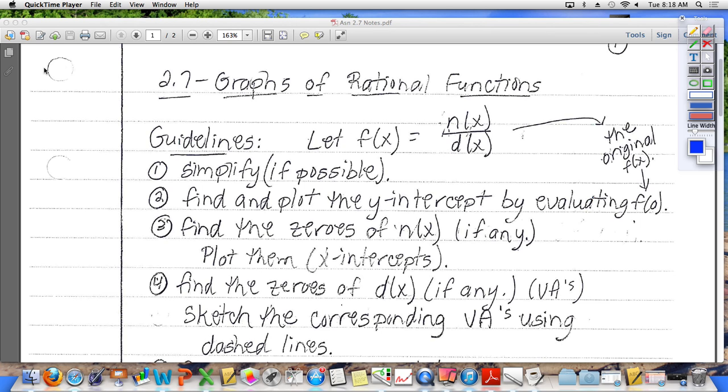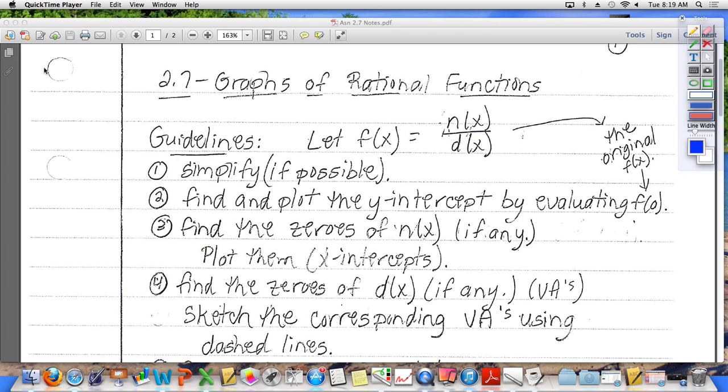All right, so we have a rational function, let f of x equal some polynomial on the top divided by some polynomial on the bottom, same thing that we've been talking about before. Remember, rational numbers are numbers that can be written as a fraction. So rational functions are functions that can be written as a fraction. So you have a polynomial on the top divided by a polynomial on the bottom. This is what you need to do.